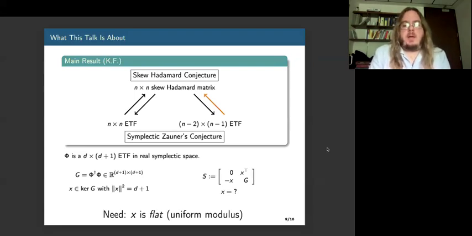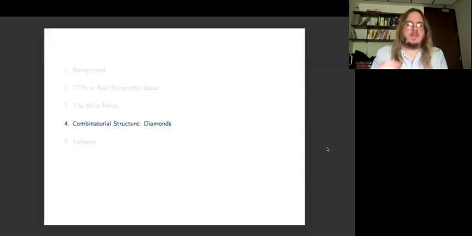Now, this is not immediately obvious. And how I need to show you that this is true is by identifying this underlying combinatorial structure. So in this section, I'm going to talk about that combinatorial structure, and we'll use it to finish off the proof of this result.